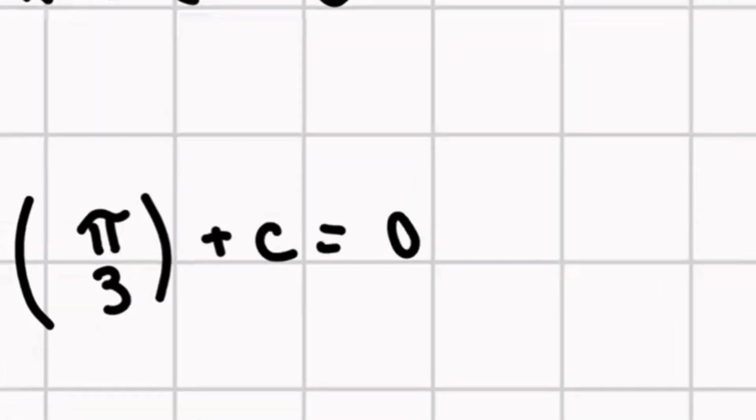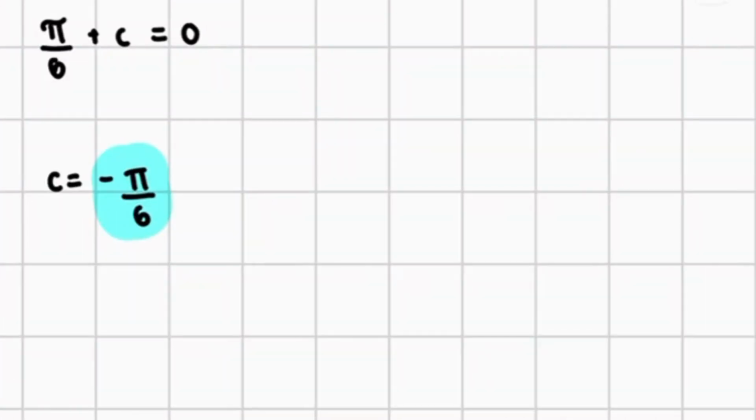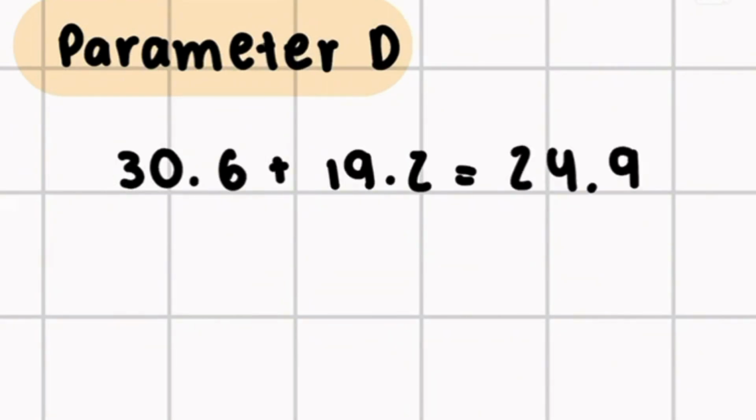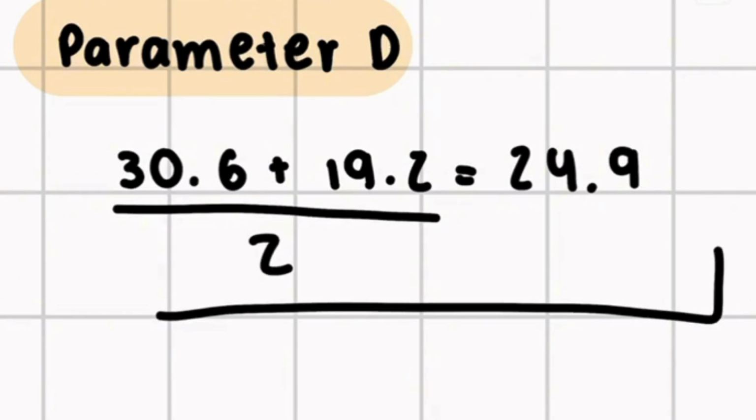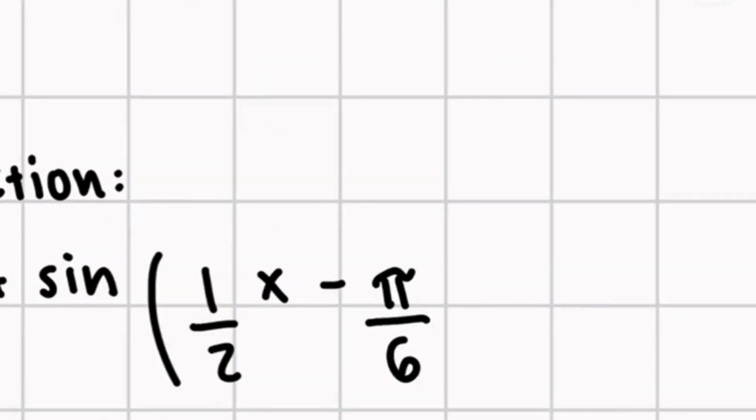We know our equation is like this. So we solve the multiplication and solve for C in this way, obtaining as a result minus pi divided by 6. Finally, the process to get D is similar to getting parameter A. We add the highest point to the lowest point and then we divide it by 2. Now, our parameter D was 24.9. So we have all of our parameters and the function is complete.